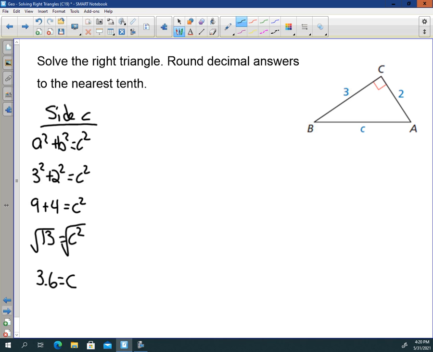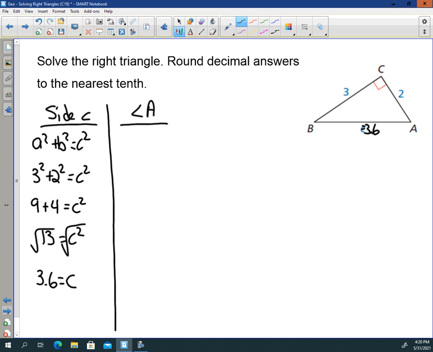And so we have found C. Okay, 3.6. So that's one thing we have to do. Now we have to get the angles. So we know that angle C is 90 degrees, but let's find angle A.